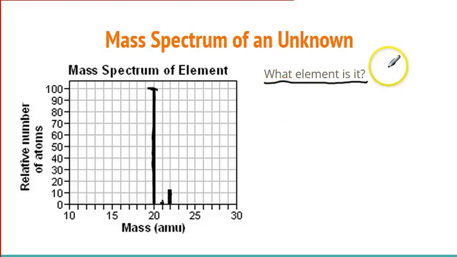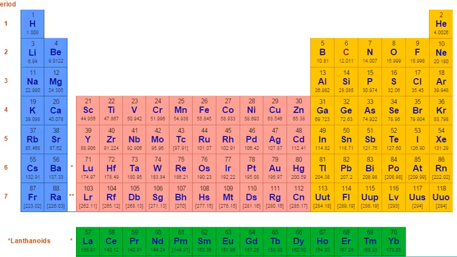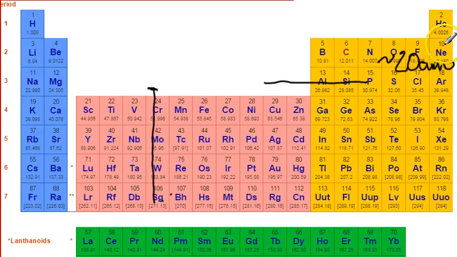We know that the mass is going to be around 20 AMU, and because of the math, we know it's going to be very close to 20 AMU, and it's only going to be a little over 20 AMU. It's not going to be less than 20 AMU. So when we look at the periodic table, we can figure out which one that is closest to, and we can say that neon is probably the answer here.